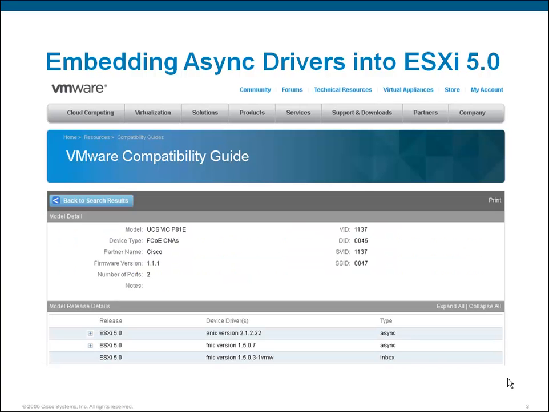Looking at the VMware compatibility guide for ESX5 and the Cisco P81E network card, we'll see here on the screen that there's two drivers available that are recognized by VMware. One of them is listed as inbox, and one of them is listed as async. The inbox driver is the one that's available on the ISO media. This one happens to be an unsupported driver from Cisco. If you try to use it to install to a SAN boot, the installation will fail. We'll see that in a moment.